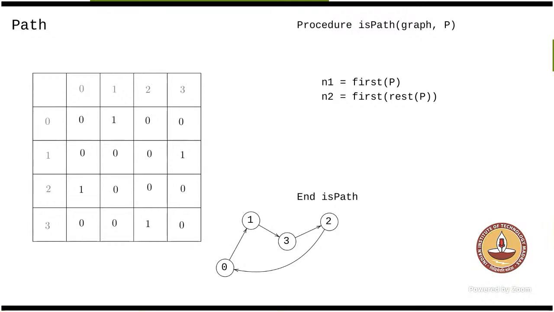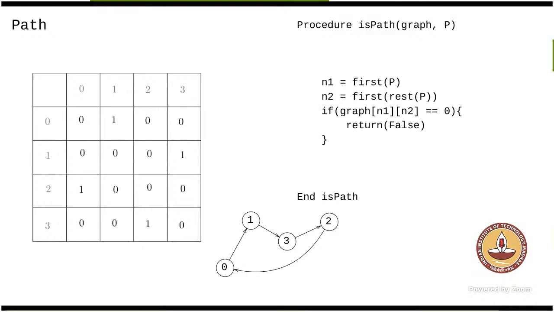We will update the N1 and N2 in that case. N1 will become the first of rest of P, and we can call the procedure again with the rest of P. Okay, right. So rest of P, correct. So let's go ahead and do that.